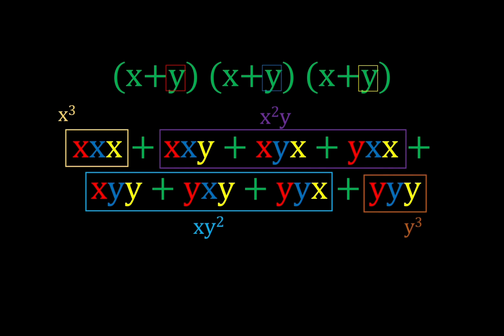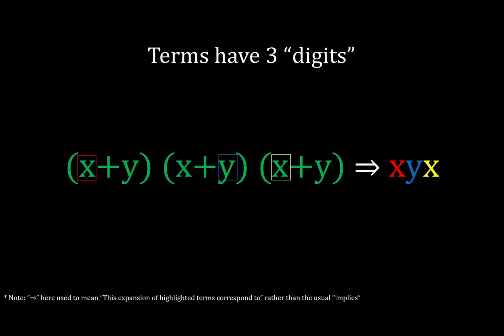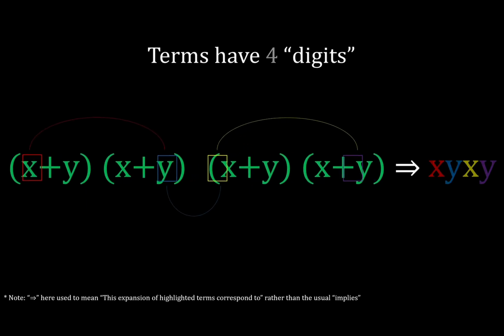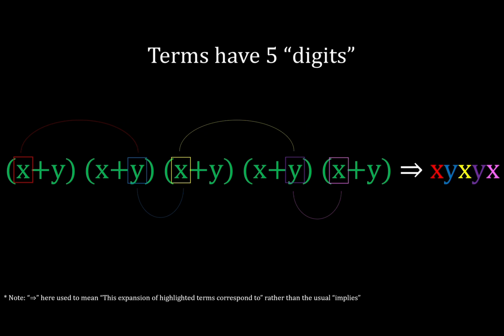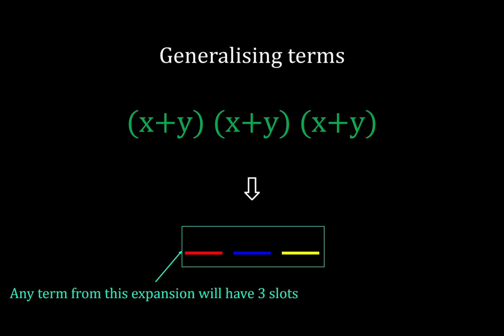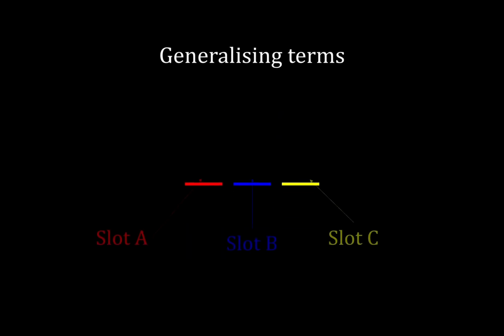Look closely at all of these. Notice how these terms here all have 3 digits. This is simply because we are multiplying 3 x's or y's at any point in time, leading to the terms of length 3. If we expand for power 4, the terms will likewise have 4 digits, and 5 digits for power 5. So, for this case of 3, let's generalize the terms as 3 slots. Let's color these slots red, blue, and yellow.